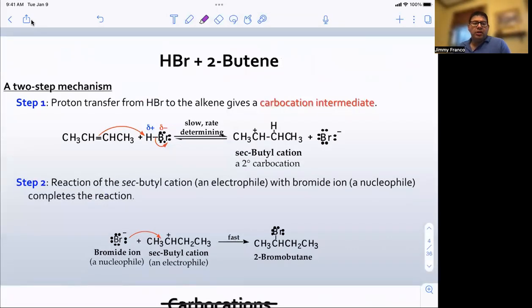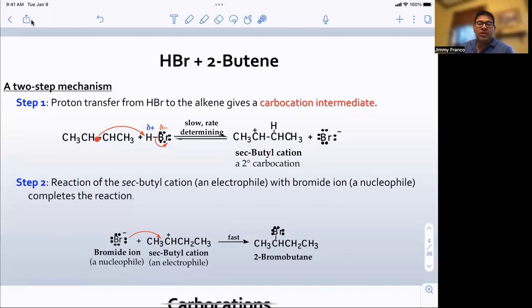All right, so now let's actually look at the arrows. One of the things I could ask you for is the mechanism. The mechanism is a step-by-step detailed explanation of how the product is formed. This is going to give us some insight into exactly what's happening, and it's going to help us predict other reactions. So what we want to do is look at the double bond.